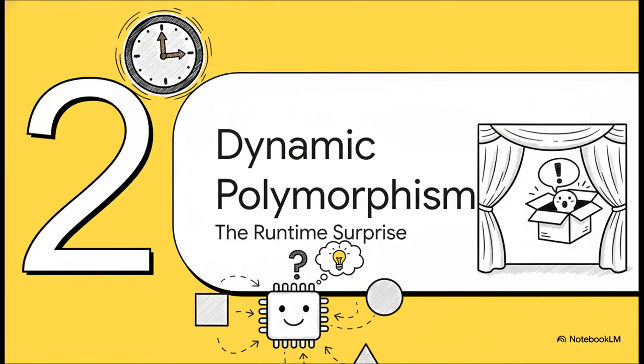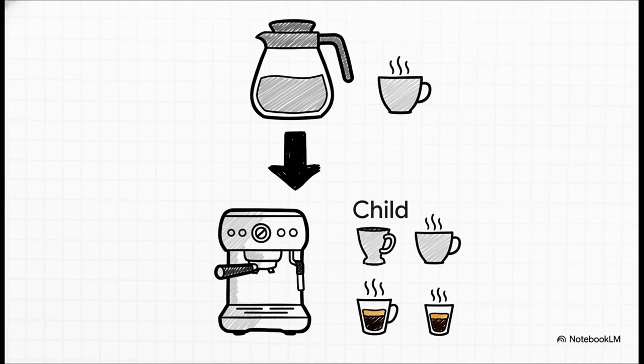Okay, so if static polymorphism is the careful planner, then dynamic polymorphism, well, that's the runtime surprise. This is where things get really interesting. Here, it's the Java virtual machine, the JVM, the thing that's actually running your code, that becomes an on-the-spot decision maker, figuring things out as it goes. Now, to get this, we have to talk about a key idea: inheritance.